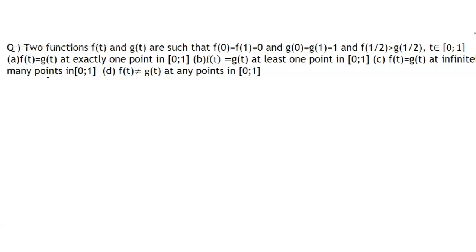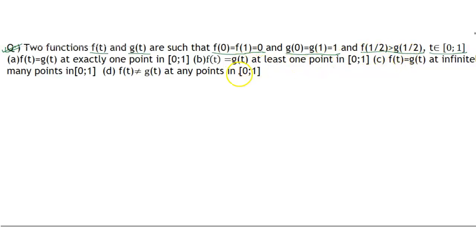Today I want to discuss the CSIR NET problem solution. This is the first question. It came in CSIR NET 2020. Two functions f(t) and g(t) are such that f(0) equals f(1) equals 0, g(0) equals g(1) equals 1, and f(1/2) is greater than or equal to g(1/2), and t belongs to [0, 1].